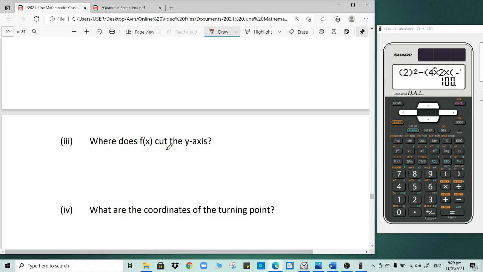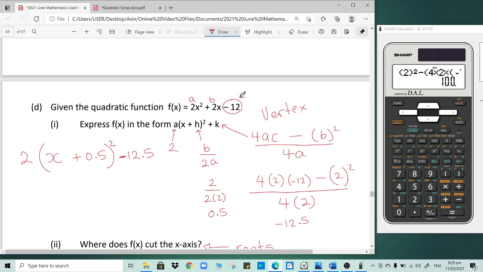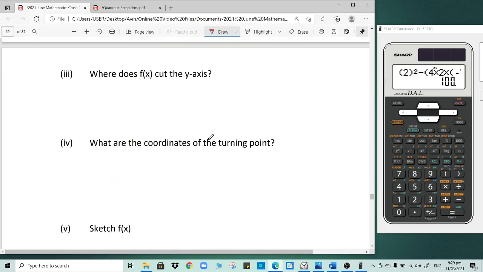They want to know where it cuts the y-axis. In a quadratic, where it cuts the y-axis is actually C. There's no big set of working. You just have to look for C, and that will tell you where it cuts the y-axis. So it will cut the y-axis at minus 12.